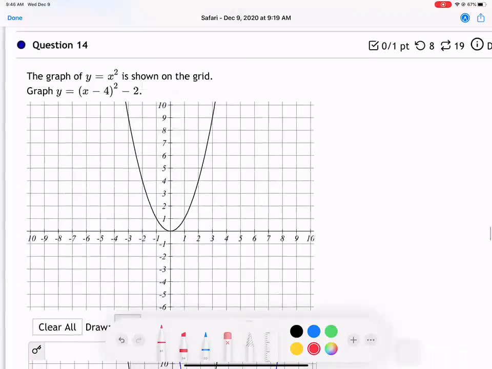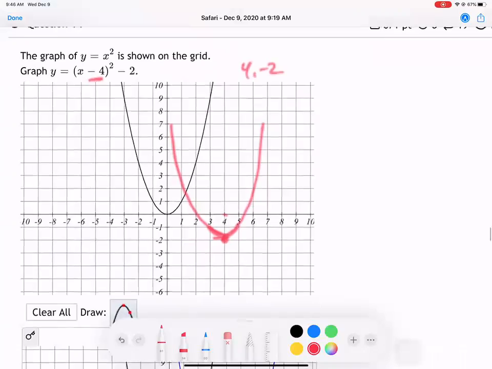This here is again another parabola with a vertex at 4 comma negative 2. So at 4 comma negative 2 is where we're going to be down here. I want to graph one step over. A is 1, so we graph one step over. That's how fast it is.